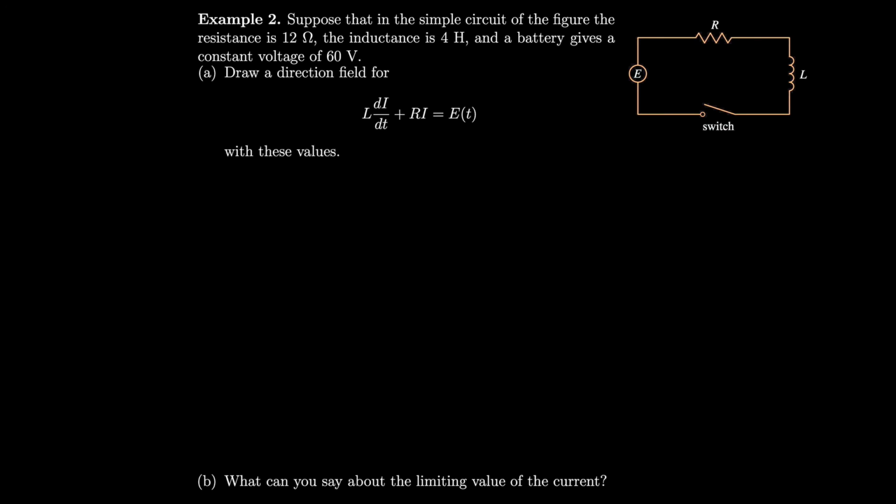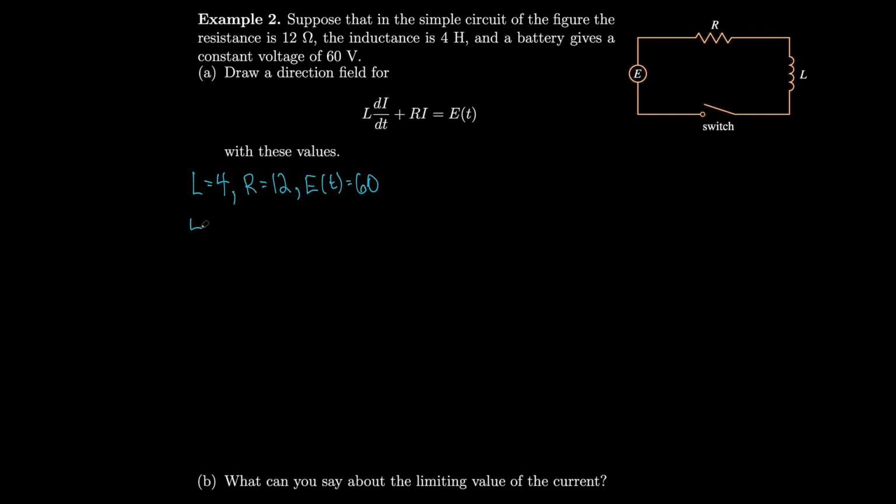Suppose that in the simple circuit of the figure, the resistance is 12 ohms, the inductance is 4 henries, and a battery gives a constant voltage of 60 volts. Let's draw a direction field for L di/dt plus Ri equals E(t) with these values. So L is 4 because our inductance is 4 henries. Our resistance is 12 ohms, so R equals 12. And our voltage is a constant 60 volts, so E(t) is a constant 60.